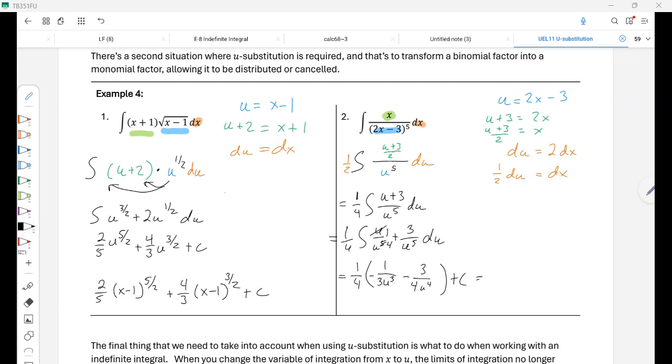Again, I'll distribute the 1/4 in, so I end up with -1 over 16 times 2x minus 3 to the 3rd power minus 3 over 6. Oh, that should be a 12, right? Yep. I was one fraction ahead. 12 here, 16 here, 2x minus 3 to the 4th.